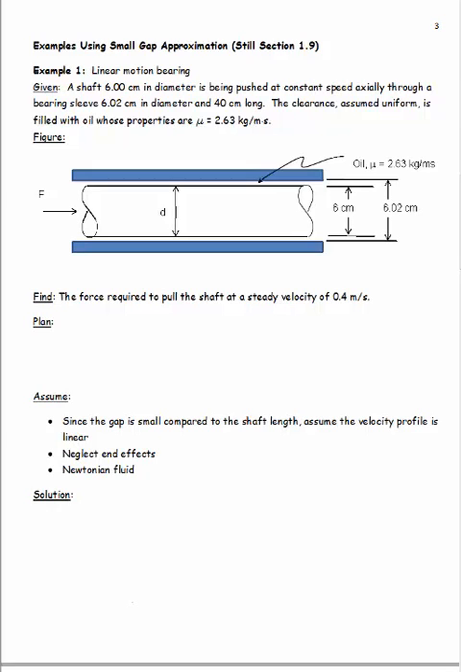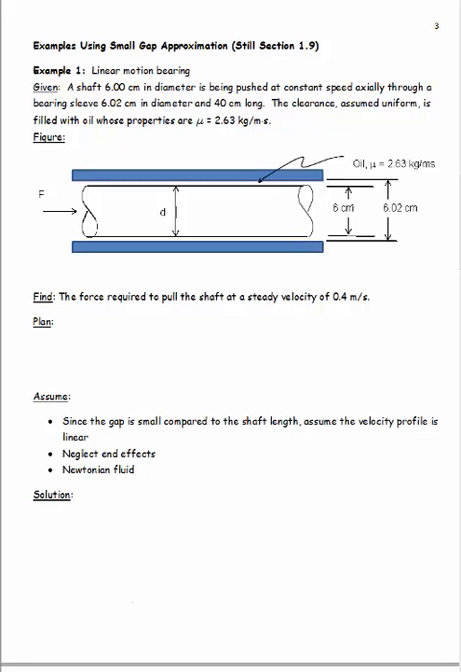So this video just contains two examples that use the small gap approximation. Alright, so this first example, it's a shaft being pushed through a sleeve. So this blue part is the sleeve. It actually goes all the way around, so this is kind of a cutaway of it.